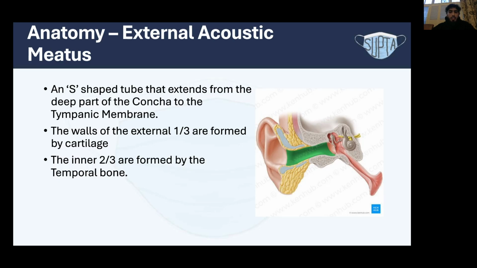Additionally, it also moisturizes the canal and the eardrum, and it contains an enzyme called lysozyme, and this is capable of breaking down the cell walls of bacteria. So any inline bacteria there should hopefully be destroyed by that lysozyme.